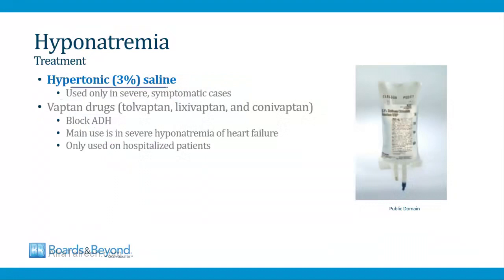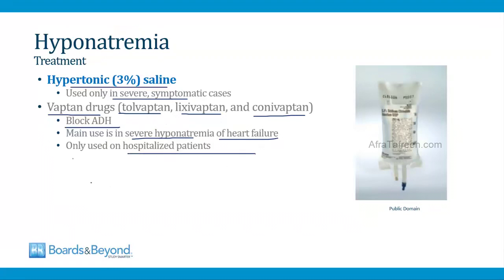Hypertonic saline, which is 3% sodium chloride, can be used to raise the serum sodium. This is only done in patients with severe symptomatic cases of hyponatremia. And then finally, there are drugs that are called Vaptan drugs. They all have names that end in Vaptan, like Tolvaptan, Lixivaptan, and Conivaptan. These drugs block the effects of ADH, and the main use for these drugs is in patients who have severe hyponatremia of heart failure. These drugs have only been studied in patients with heart failure. They're not really used anywhere else, and they're only used on hospitalized patients. So the one time you would think of a Vaptan drug is in a patient with heart failure who has severe symptomatic hyponatremia.